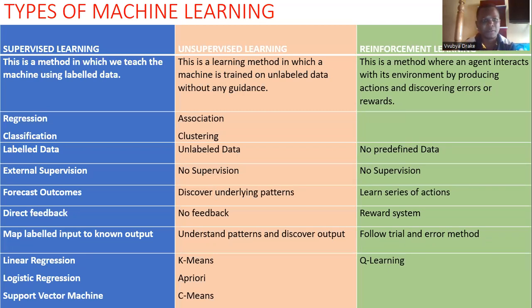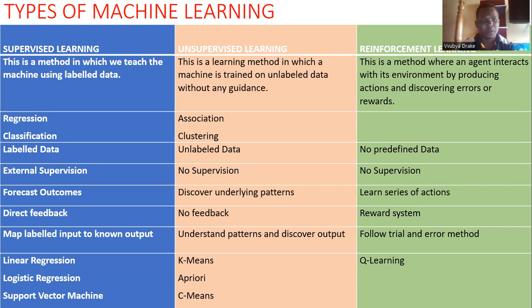Supervised learning needs external supervision. In unsupervised, we don't need external supervision. And in reinforcement, there's no supervision. Supervised learning is mainly used to forecast outcomes. Unsupervised is used to discover underlying patterns, and reinforcement is used to learn a series of actions. The machine or agent will learn different actions to be taken, and then it will either be given a penalty or a reward.